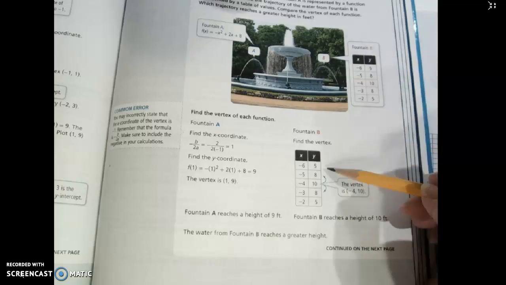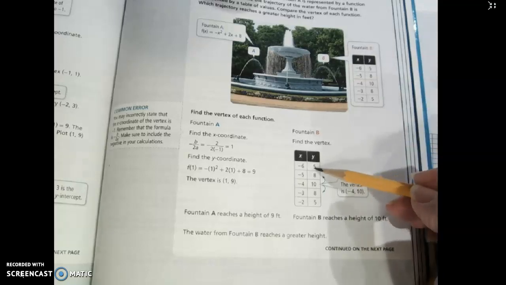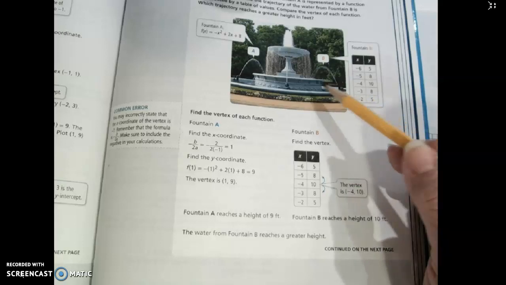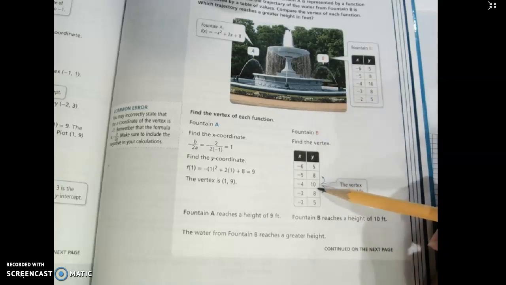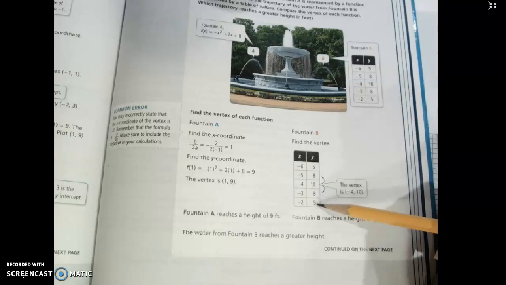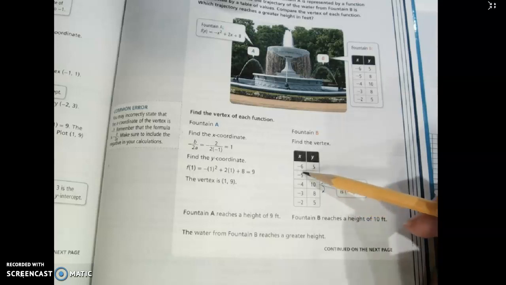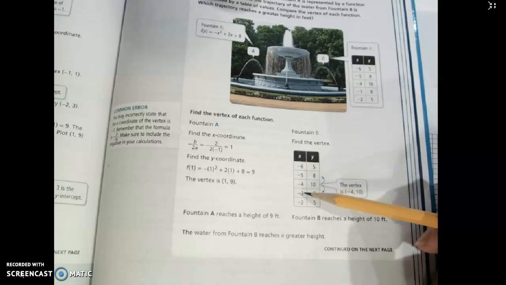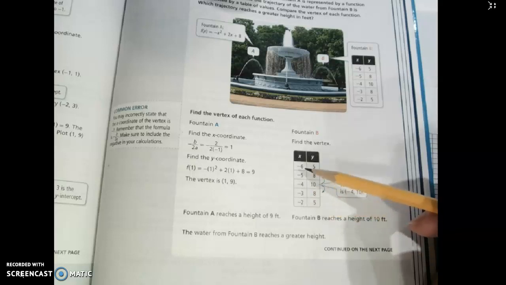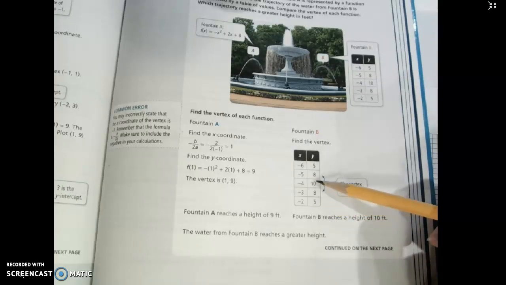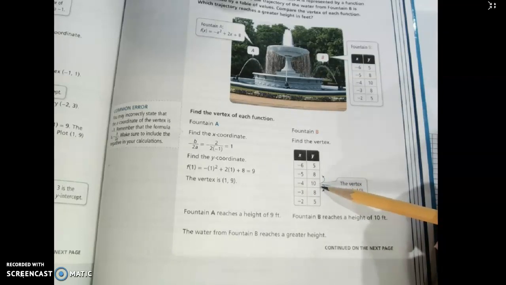If I'm looking at the table and I look at these values right here, I can see it's going up, it's going up, it's going up, and now it's going down. And so what this means is when it hits this point and it starts going down and it's symmetrical, meaning this is negative 6, negative 5, negative 4, negative 3, negative 2, all going by the same interval, that this right here has to be your vertex, which means that the height of the water is 10, if we're talking feet, 10 feet high at this point.